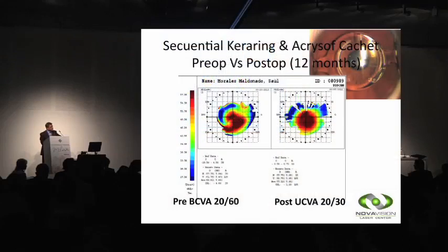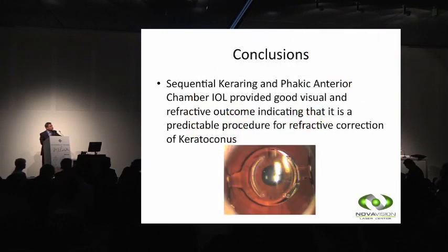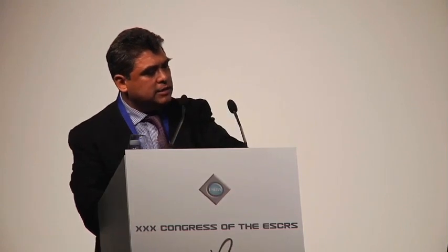Of course, although the auto-refraction is not the best way to analyze, this patient had -20, -4, and we were able to reduce to -0.5, -3/4 of cylinder, for a good result and achievement of the corneoplasty concept. Not only the corneoplasty concept, we were able to treat the refractive component of this difficult patient. So in conclusion, sequential Keraring and anterior chamber phakic IOL provided good visual and refractive outcomes, indicating that it is a predictable procedure for refractive correction in keratoconus.